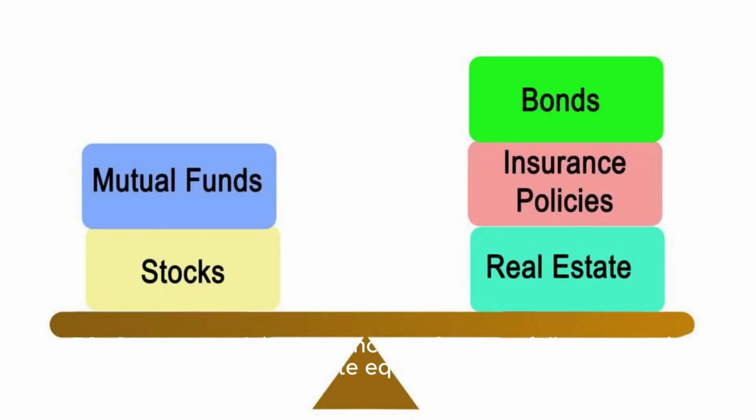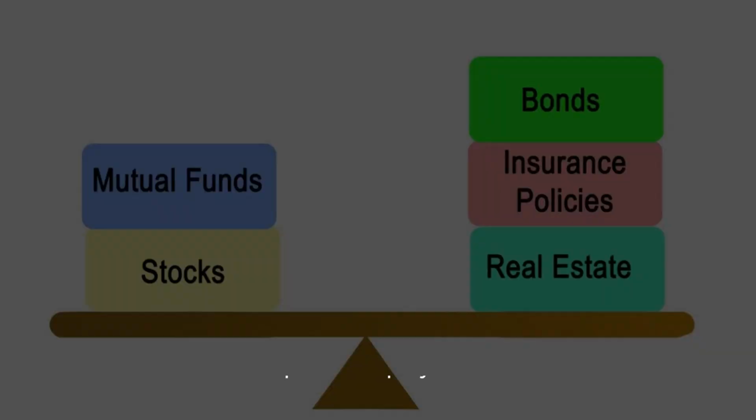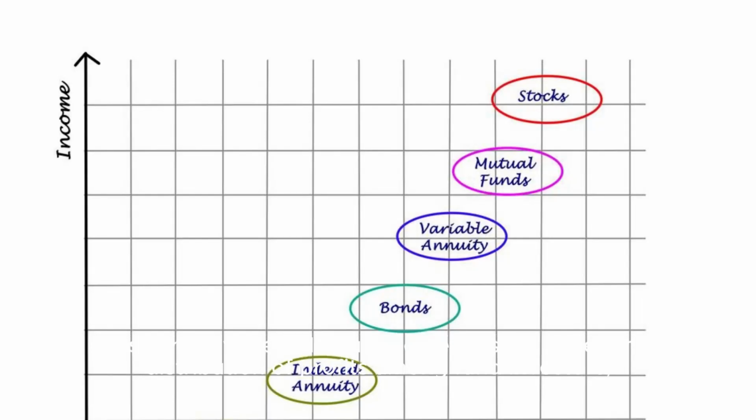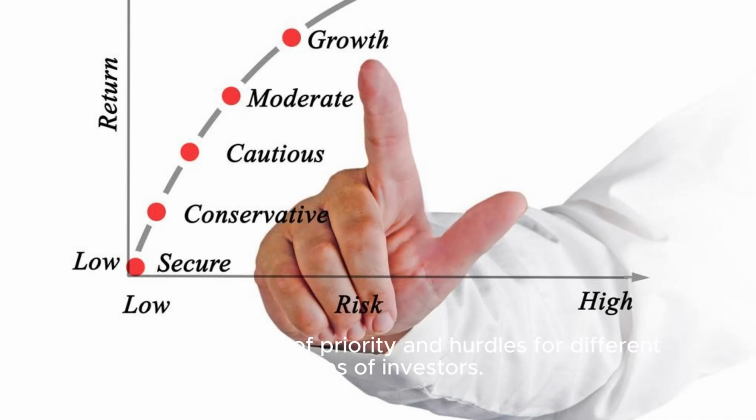50. Can you explain the concept of a waterfall structure in a private equity fund? Answer: a waterfall structure defines the order and distribution of profits among fund investors, with varying levels of priority and hurdles for different classes of investors.